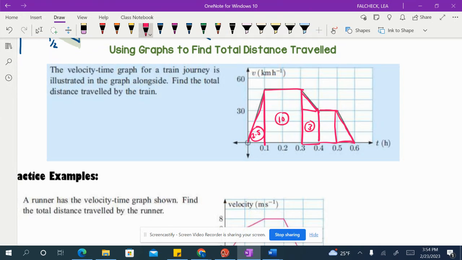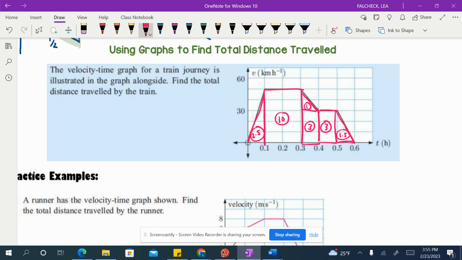1, 2, 3 boxes here, 3 boxes here. This one is going to have a height of 2 and a base of 1. So we're going to take 2 divided by 2. That's going to give me 1. And then here we've got a base of 1 and a height of 3. So that's going to be 3/2 or 1.5.